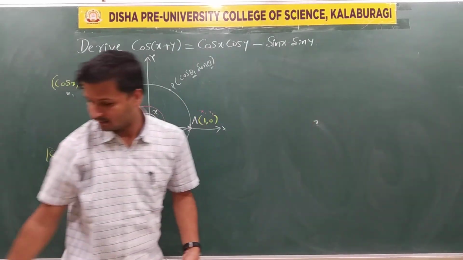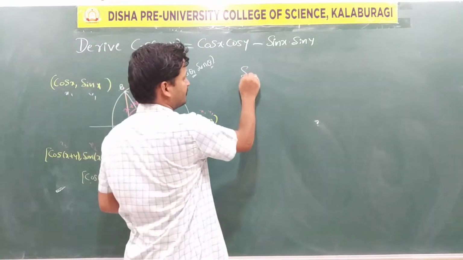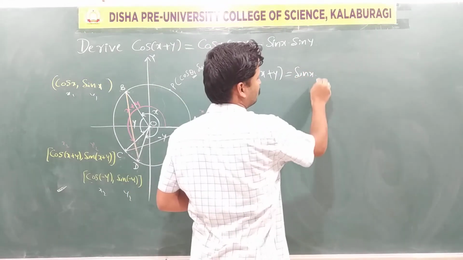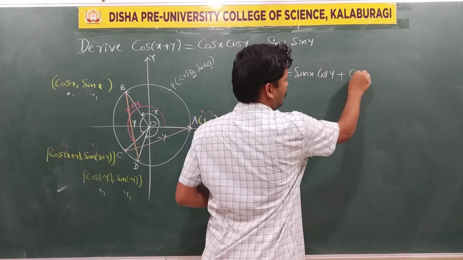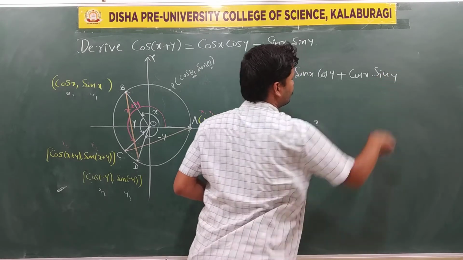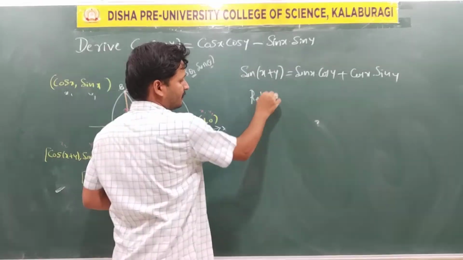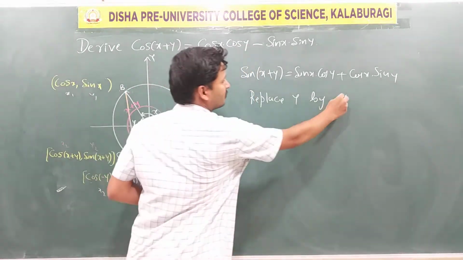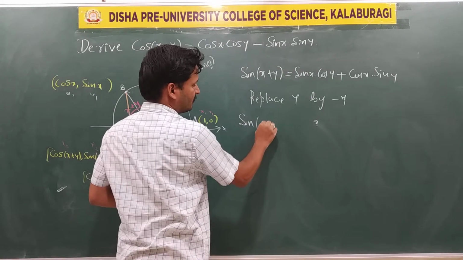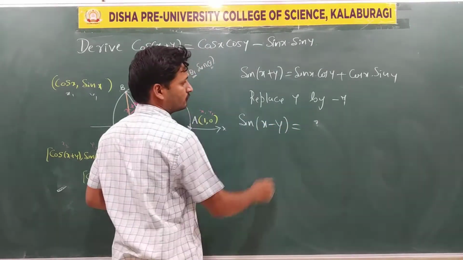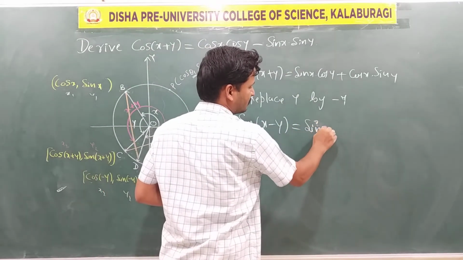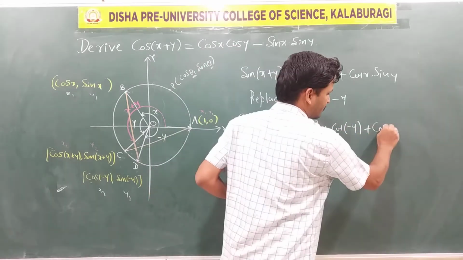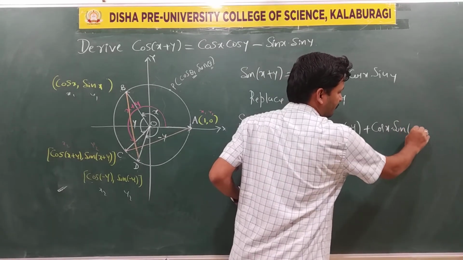So the third result, that is sin of x plus y, which is equal to sin x into cos y plus cos x into sin y. Replace y by minus y. Then sin of x minus y is equal to sin x into cos of minus y plus cos x into sin of minus y.